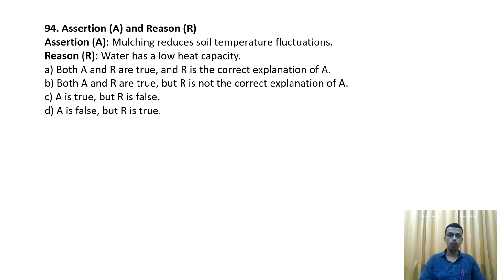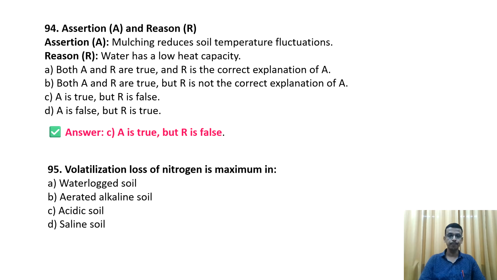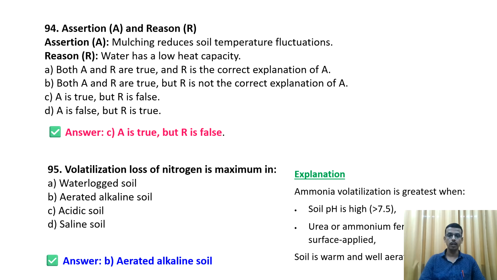Okay, so 94, mulching reduces the soil temperature fluctuation. Very correct. Water has a low heat capacity. Okay, A is true, but R is false. Volatilization loss of nitrogen is maximum in aerated alkaline soil, because volatilization needs oxygen. In aerated alkaline condition, volatilization of nitrogen will obviously be more. Soil pH is high, more than 7.5, that is also required. Alkaline condition is required for volatilization. If it is aerated, then oxygen will also be supplied.